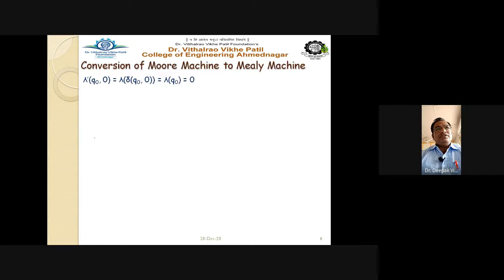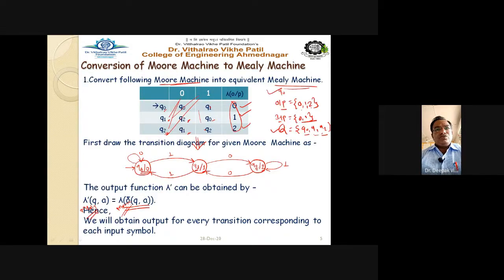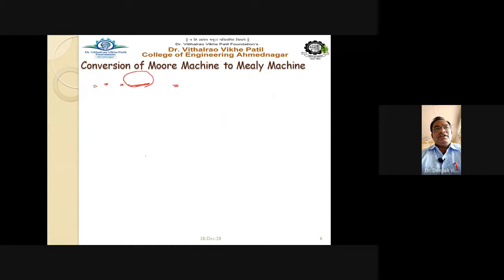Lambda dash: take the first state, that is q0. The input symbol is 0. The equation says you take lambda of delta of (q0, 0). So delta(q0, 0), what is its value? This value is q0. Delta(q0, 0) means the transition of q0 on 0 goes to q0. That's why it is written here: (q0, 0) is lambda of q0. And what is the value of lambda q0? Lambda means the output value. The output of q0 is 0. That's why it is written as 0. So it is very simple.